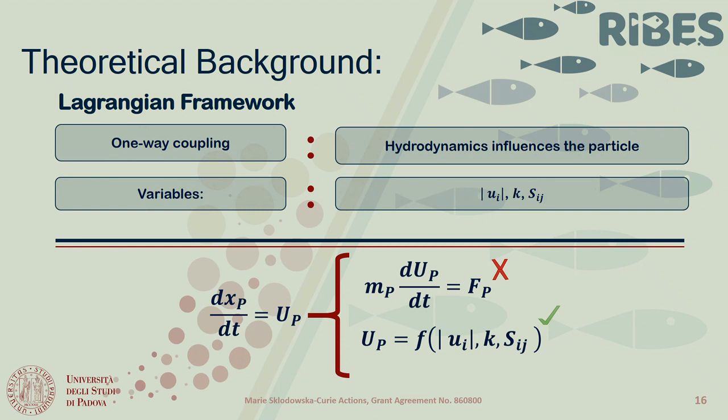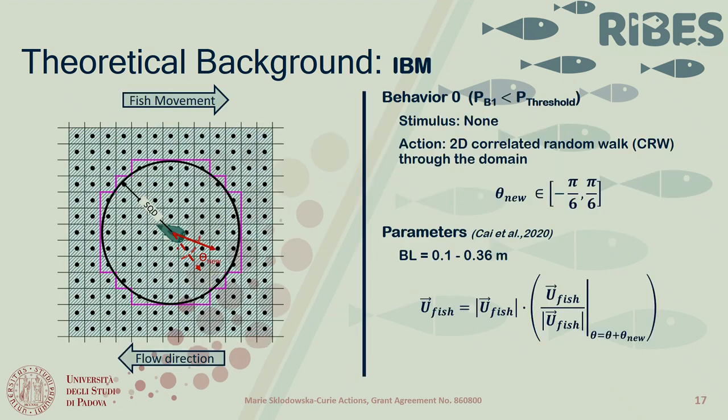We consider the fish a particle, and we consider for the motion of the fish and for the driver of the behavior, velocity, turbulent kinetic energy, and velocity strain rate. In the individual-based model or the agent-based model, we consider 4 behaviors. The first one is when the agent does not find a stimulus to move, it uses a random walk over the Eulerian domain.